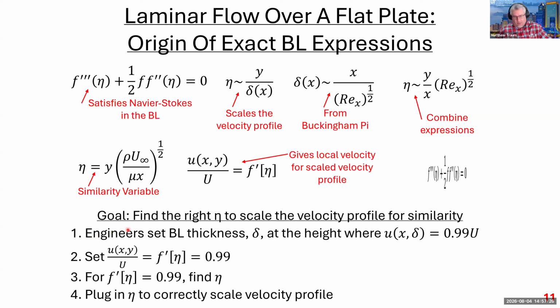So here's what we're going to do. We're going to say, okay, right? Engineers set the boundary layer thickness delta at the spot where the local velocity is 99% of the free stream velocity, right? So that's this statement. And we know that this ratio of local velocity to free stream velocity is the first derivative of this function, which is a function of eta. So we're going to set that value to 99% or 0.99. And then we're going to find the appropriate eta value that solves this at the edge of the boundary layer.